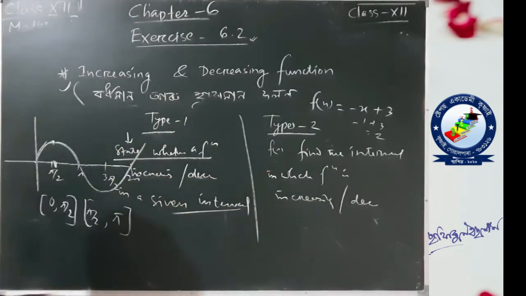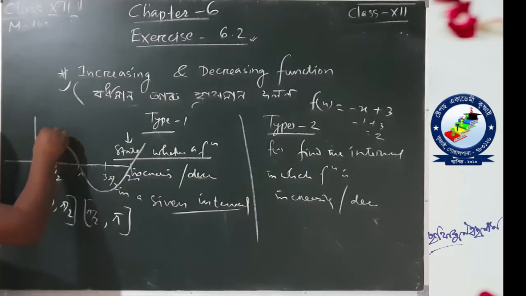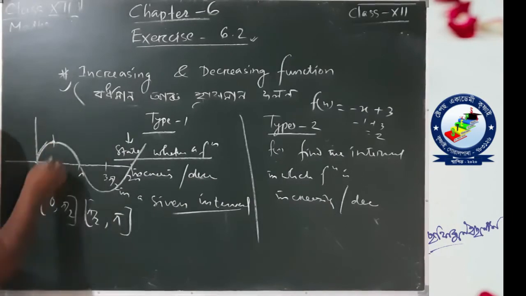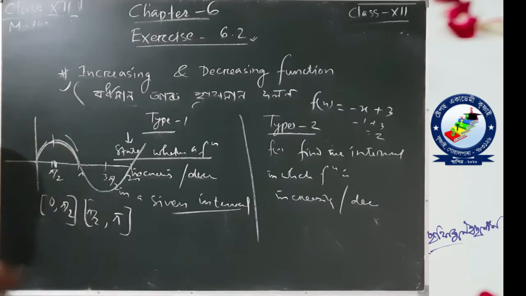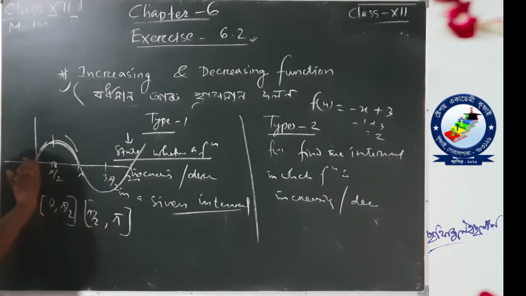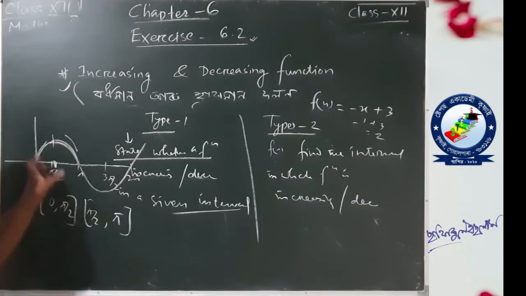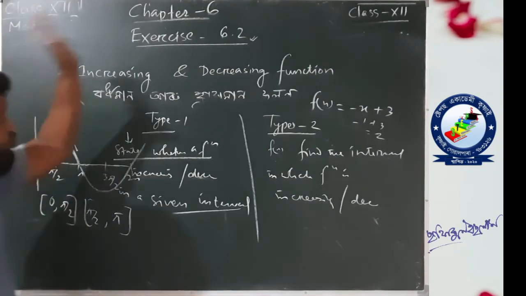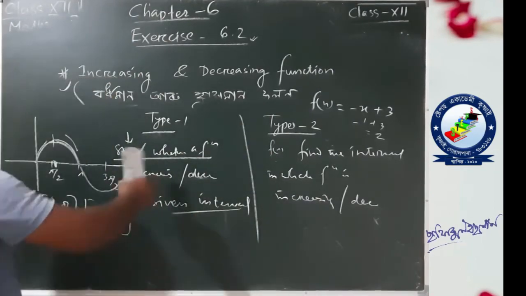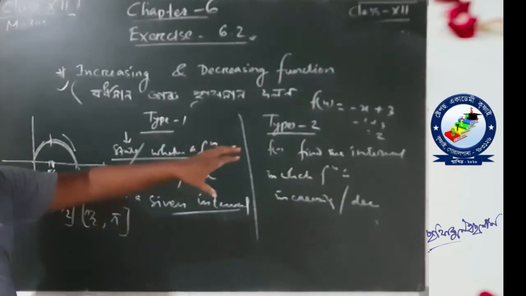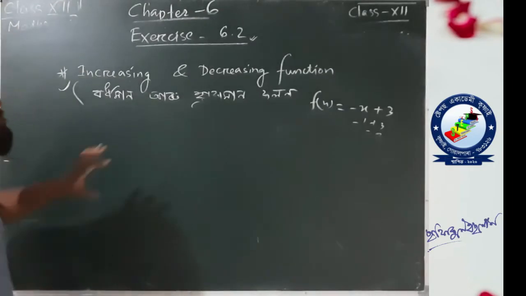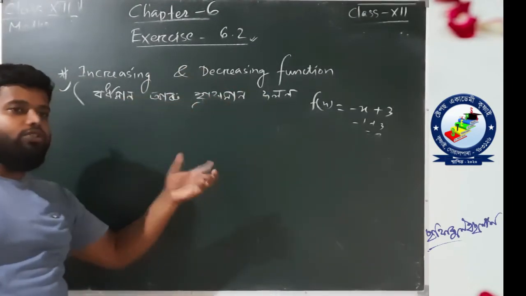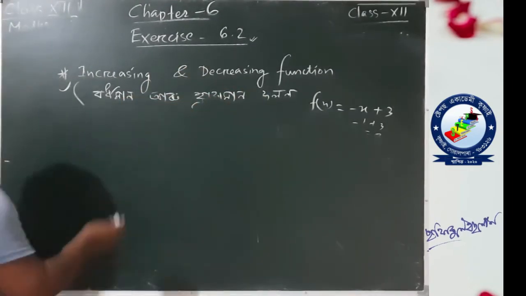Type 2. Suppose from 0 to pi by 2, in this interval the function is increasing, and from pi by 2 to pi this function is decreasing. So in the second type of questions you may be asked to find the interval when the function is increasing and when the function is decreasing. These are the basics, this type of questions will come, and we have one very crucial formula to solve such type of questions. We just remember three things.